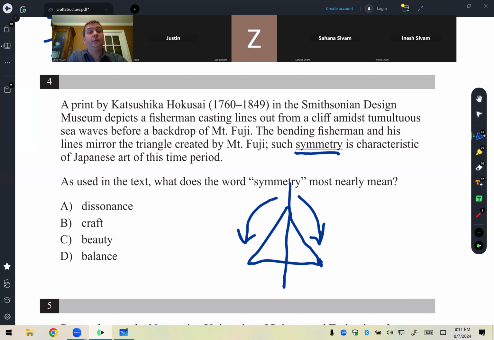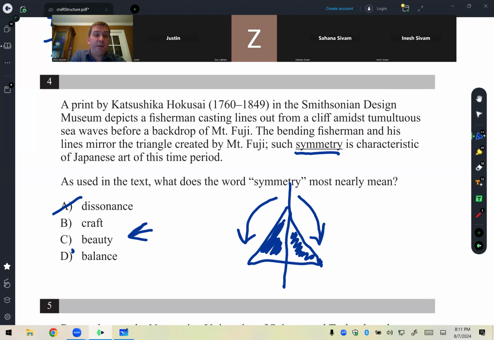Dissonance is the opposite of consonance. You may be tempted to pick beauty or craft. If you read them back in the sentence, it would almost make logical sense. I mean, we do find symmetrical things to be beautiful, but that's not primarily what the word symmetry means. If I look it up in a dictionary, it means balance. It means just as much of the figure on this side is on this side if they're symmetrical.